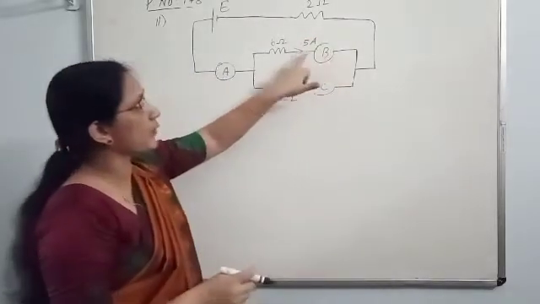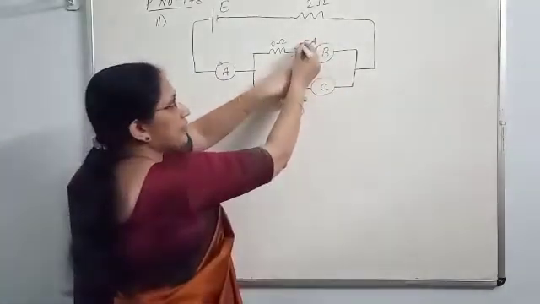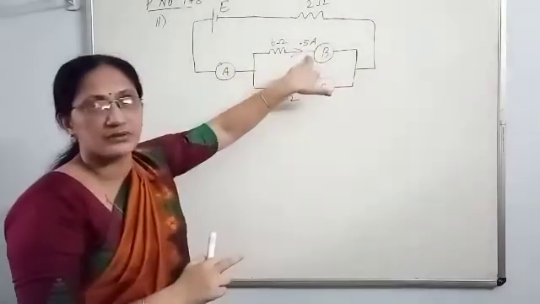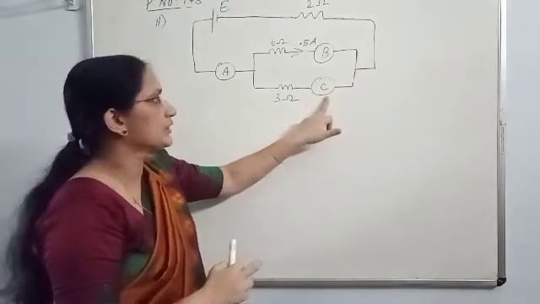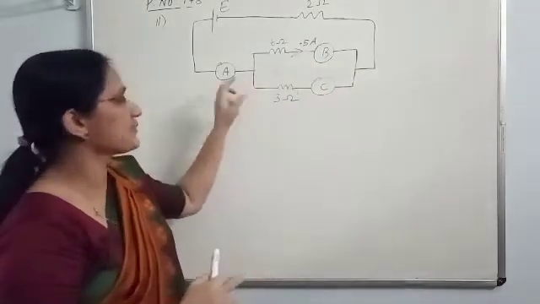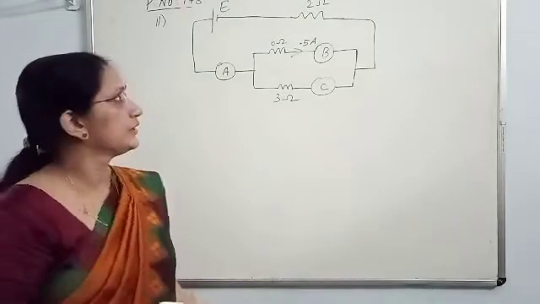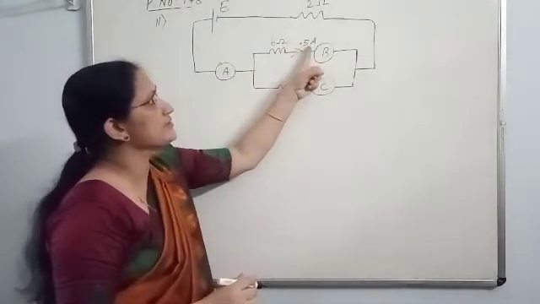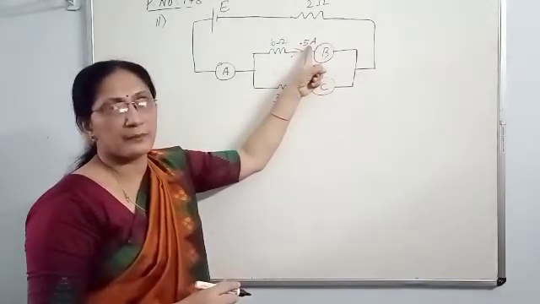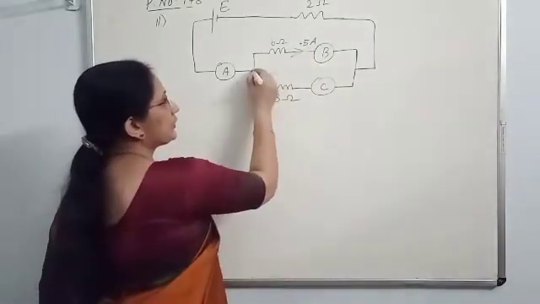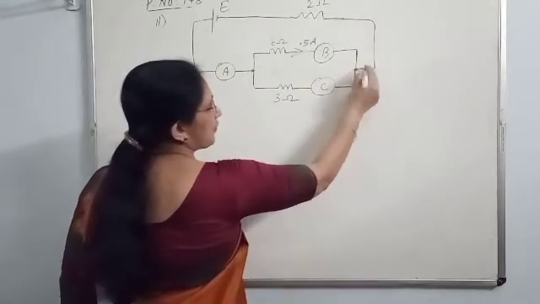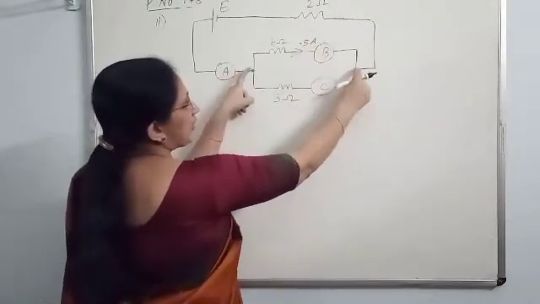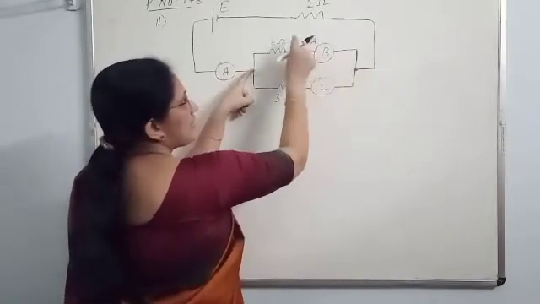Ammeter B records a reading of 0.5 ampere, which means this branch current is 0.5 ampere. Now how will you find out the ammeter reading of C as well as A? You know the resistance of this branch is 6 ohm and the current is 0.5 ampere. So can you find out the potential difference across these 2 points? R is here, I is here. So V across these 2 points is I into R.